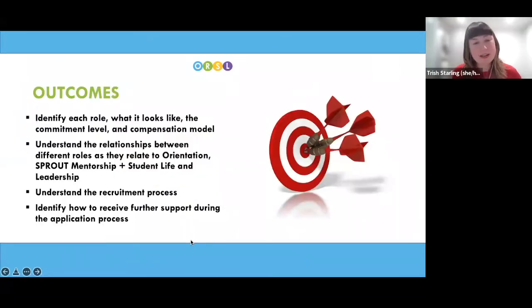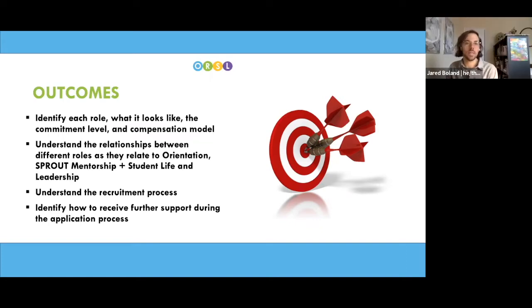Thanks, Alex. Thanks, Jared. We do have some outcomes set up for this, and I'm going to throw it over to Jared to go through those. Great. So basically, what we're hoping that you'll get out of today's session is that we're going to show you a little bit about each of the roles that we have available, what the roles look like, the commitment level required of each role, and how each of the roles are compensated. You'll be able to understand the relationships between some of the programs that we offer within the office, so our orientation programs, our Sprout mentorship program, and more broadly relating to the other work that we do here in Student Life and Leadership. You'll understand a little bit more about the recruitment process, so learning a little bit about the application, and we're happy to take any questions about interviews and anything like that as well. And of course, we'll show you a little bit about how you can get further support during the application process if you have any questions or need anything from us.